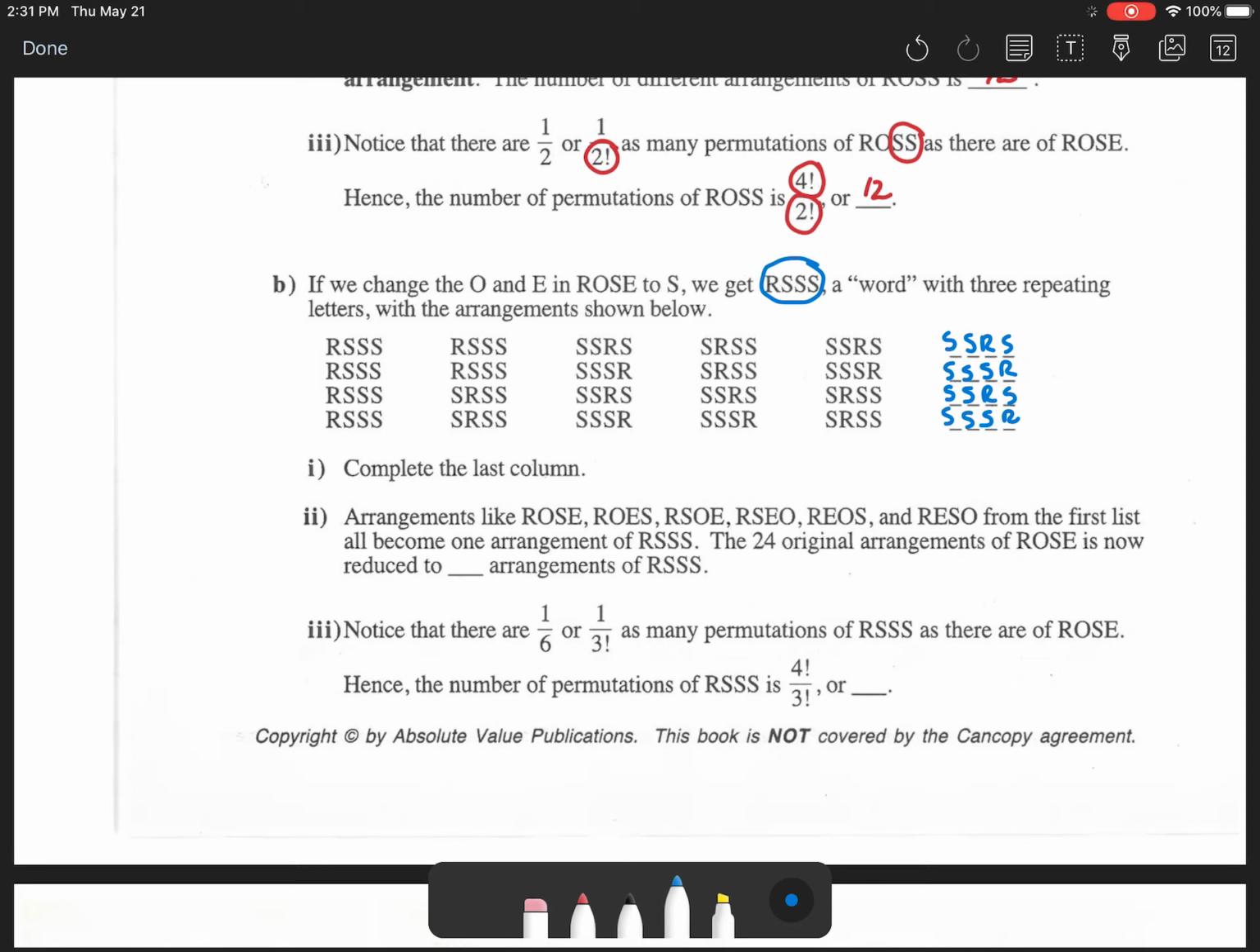So again, it says arrangements like ROSE, ROES, RSOE, RSEO, REOS and RESO from the first list now all become RSSS. So the 24 original arrangements are now reduced down to 4 arrangements in total. There are only 4 different arrangements there. So again, it says there are 1 over 3 factorial as many permutations, but that 3 factorial that you see there comes from the following. Again, 4 factorial, there are 4 letters that I am arranging, but 3 of them are repeated. There are 3 S's that are repeating, so 4 factorial divided by 3 factorial is a total number of 4 different arrangements.